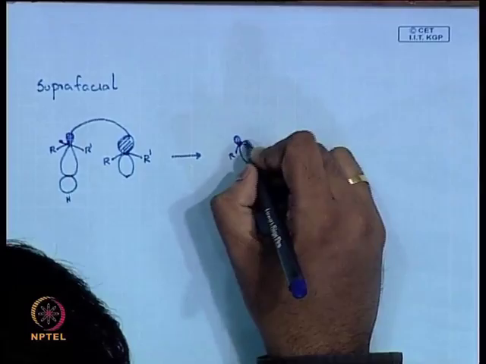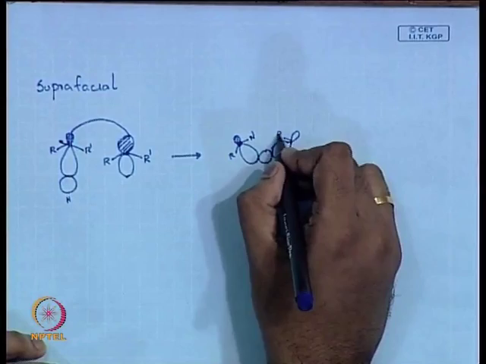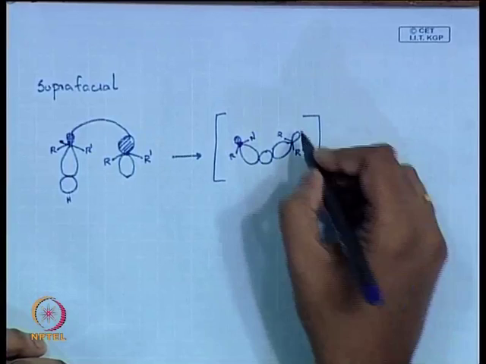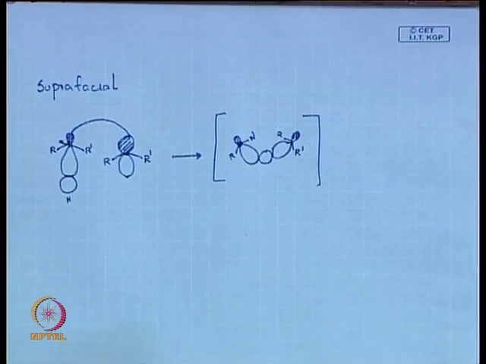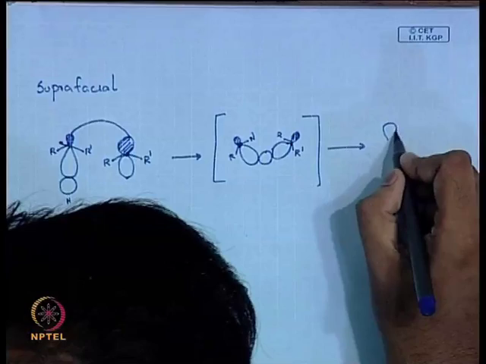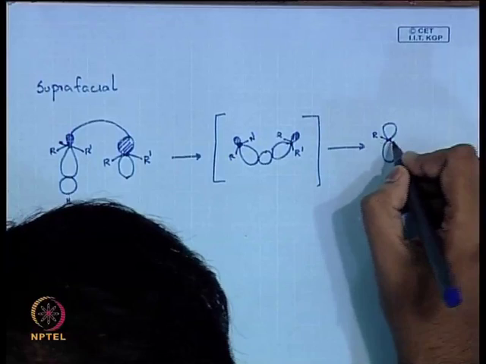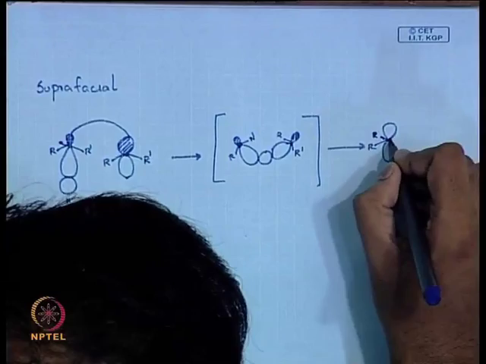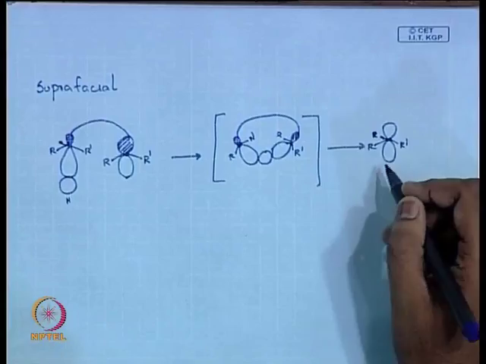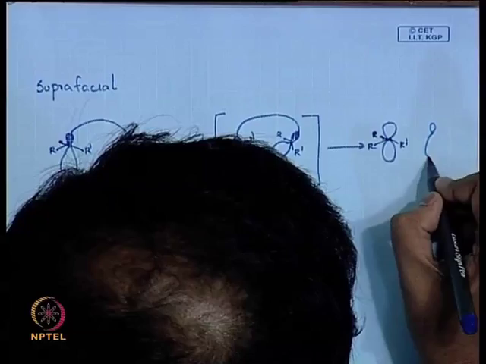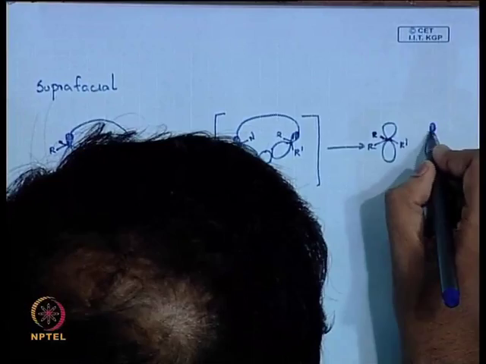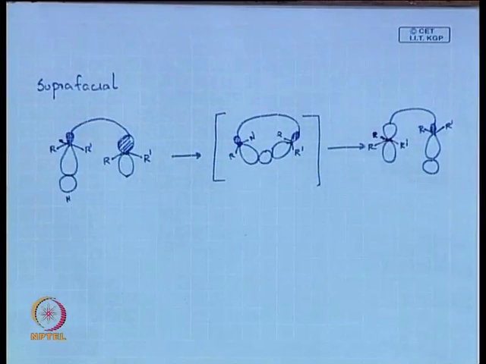Because this has moved like this, so it will be R, R prime. Then basically it can revert back giving this. So this can become now without your hydrogen, can have a system of R prime. Then you have this one, which will be having a small lobe. Right, so superficially it looks easy to draw back.